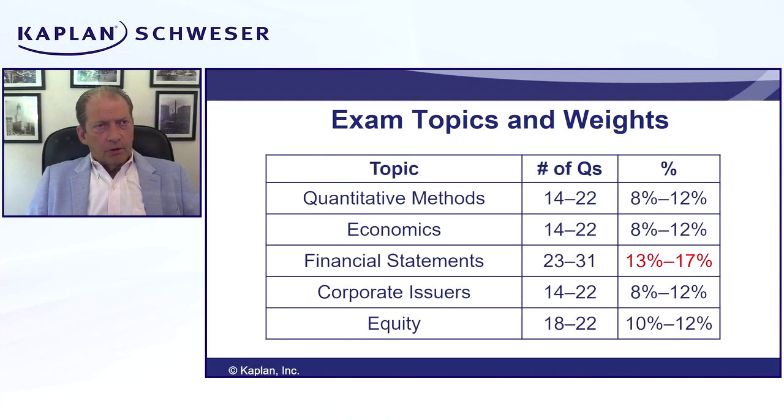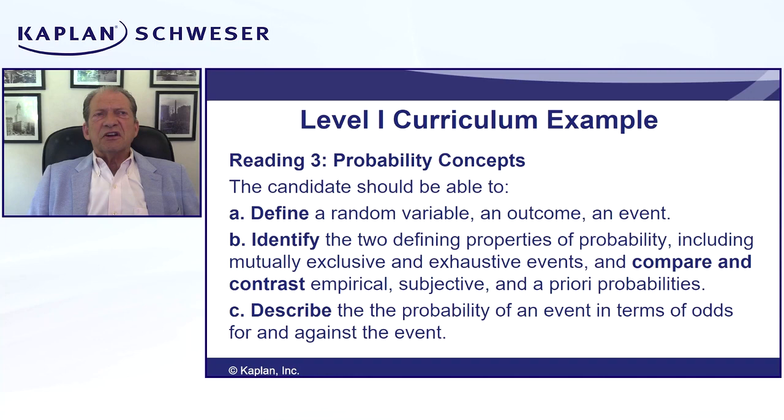Now let's look at reading 3, the third one on our list, probability concepts. And I just wanted to share with you examples of some learning outcome statements. First one, and I put the command words in bold. Define a random variable, an outcome, and an event. Well, when they say define something, typically those are terms that we're just supposed to learn how to use. Okay. So define is one thing, and later on we'll start using those words, and you're expected to understand exactly what they mean, precisely what they mean.